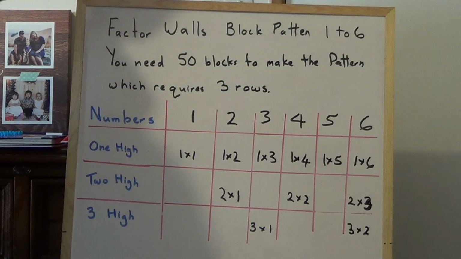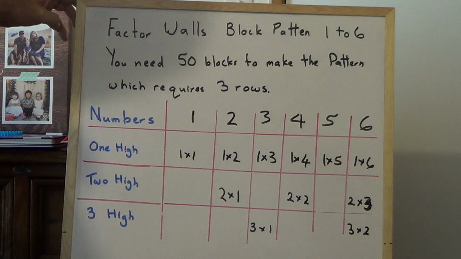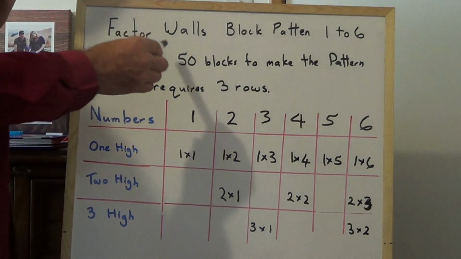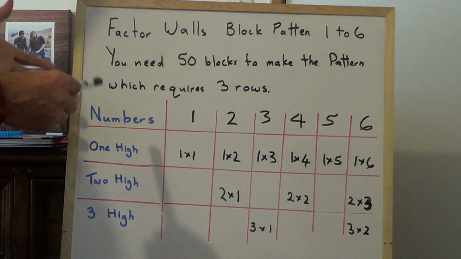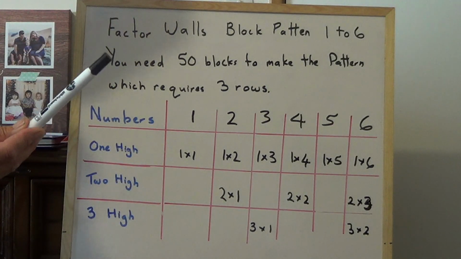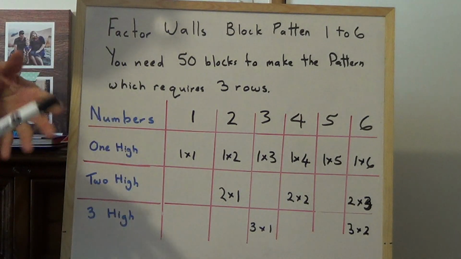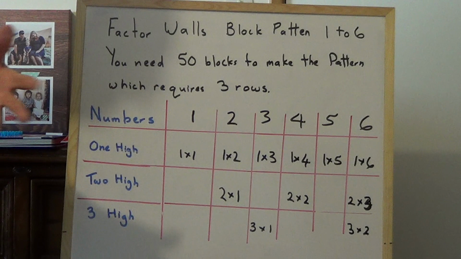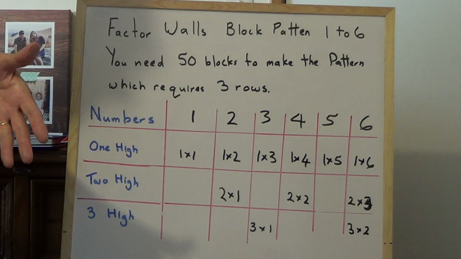Righto. I'm going to use the numbers from 1 to 6. If you're going to do that, and you're going to do it concretely, you're going to need 50 blocks. And you need to set it out in about 3 rows on a table, and use a template like this. So this is for children to get the idea, it's a concrete way of doing things.